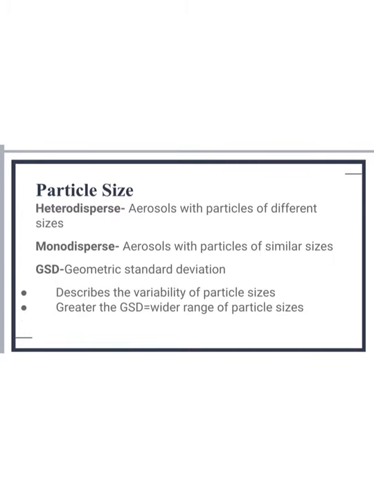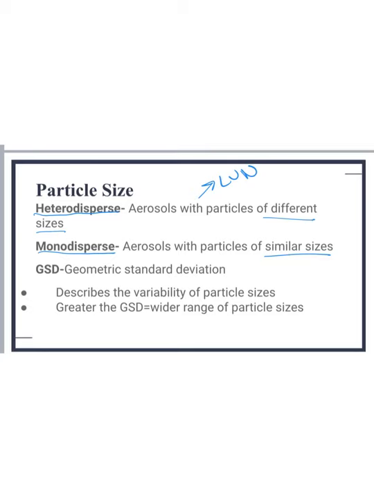Talking some more about particle size, you have particles that are heterodisperse and monodisperse. Heterodisperse aerosols are particles that are different sizes. Remember, we talked about large volume nebs with bland aerosol being heterodisperse. Not all particles are going to be uniformly the same size. And then monodisperse are particles of similar size. So know the difference between those two.